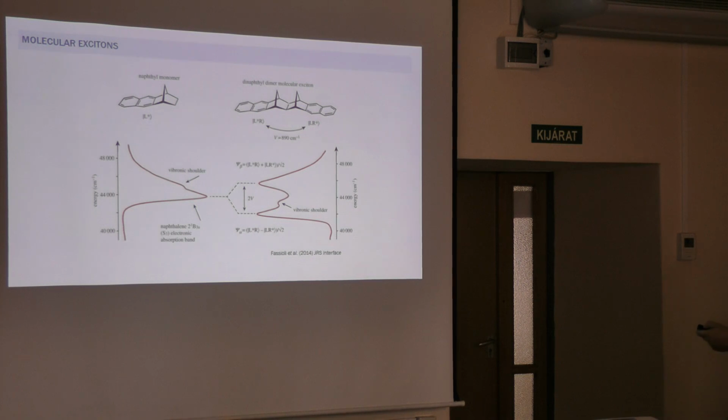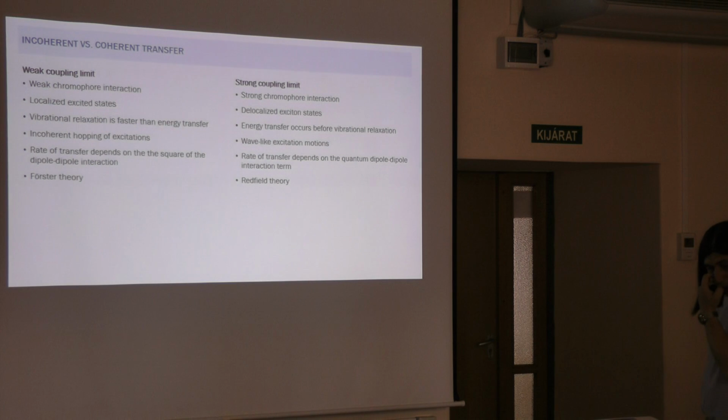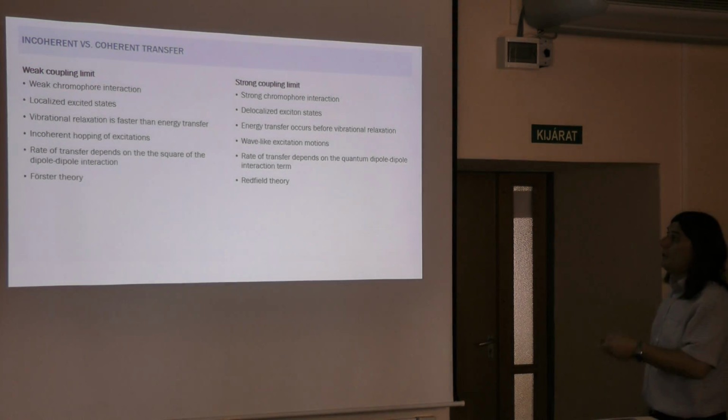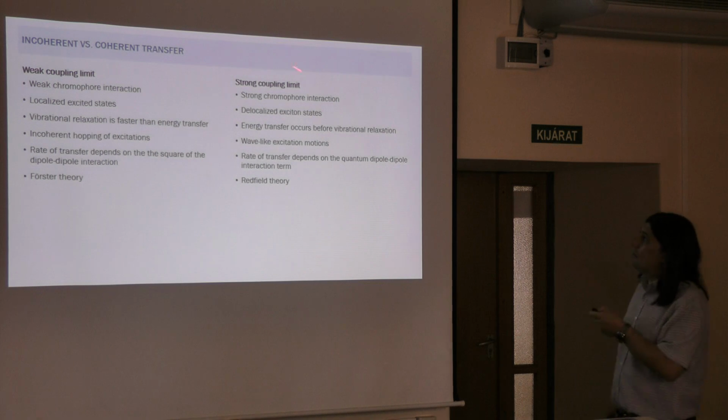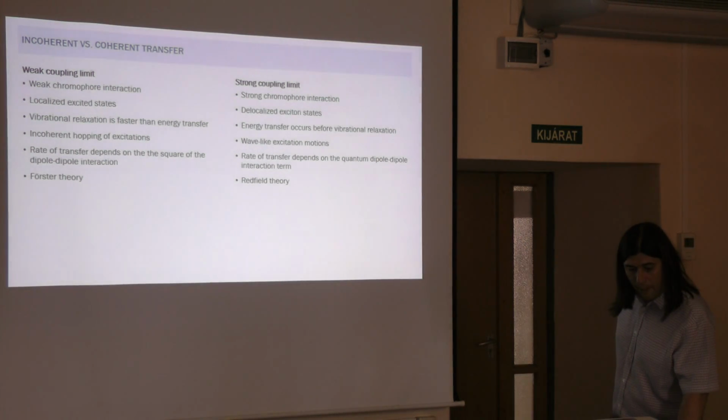All right, this is just an example of an excitonic molecule. In the monomer, we have a single absorption band, and in the dimer, it splits in two, and the distance between those is just twice the interaction energy. All right, and then we have the weak coupling limit, where we have localized excited states, and energy transfer as a hopping process, and we have the strong coupling limit, where the excited states are delocalized, and we have these wave-like excitation motions.